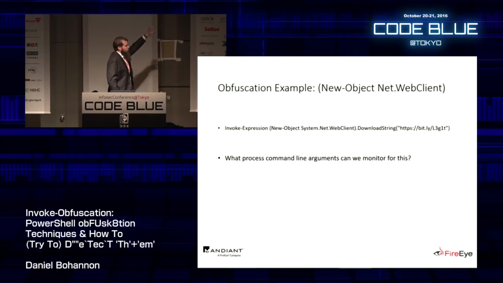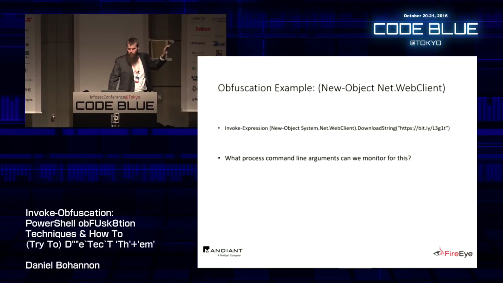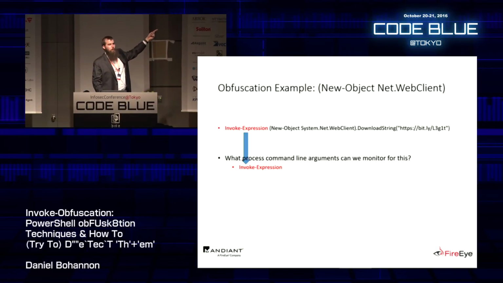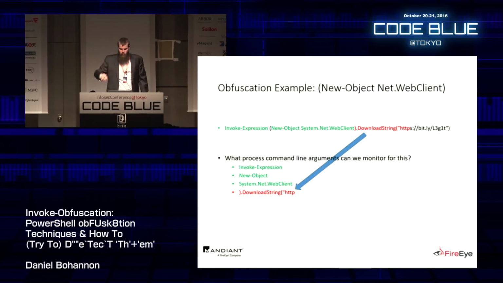So let's play red team versus blue team here. We have our red team attack command on the top. As defenders, how can we detect when this is run? When we see this on the command line, what are strings that we can use to detect this activity? Well, we could say if we see invoke expression and new object, system.net.webclient, and download string. If we see all 4 of these together, then that would catch this remote download command.